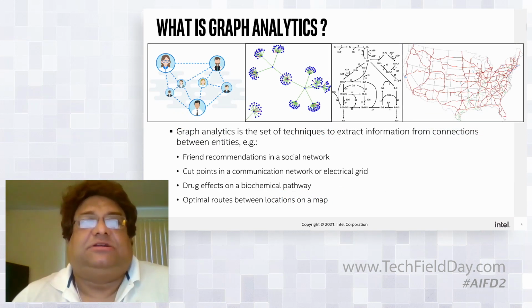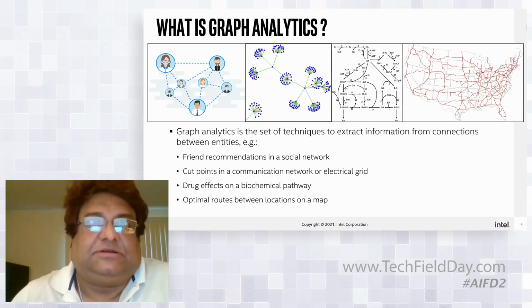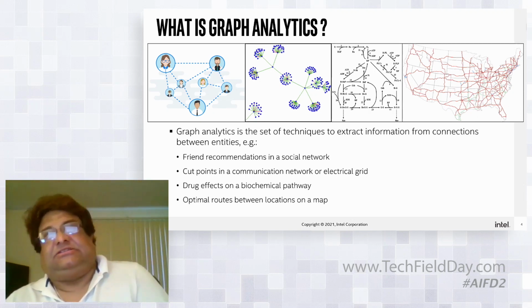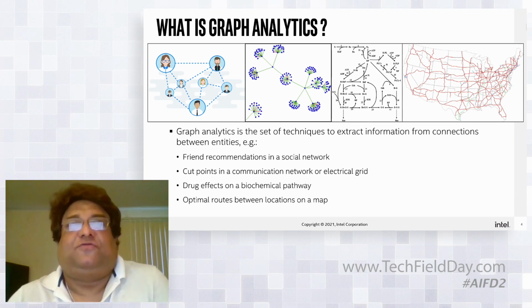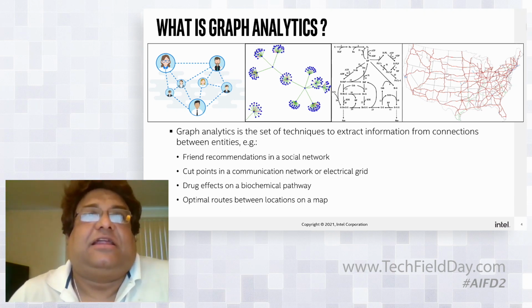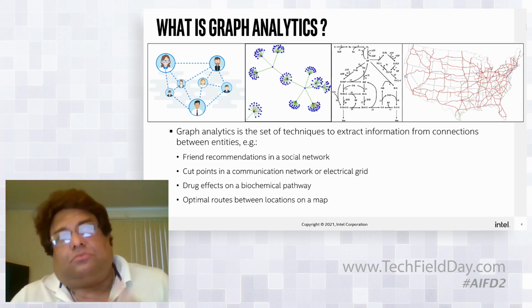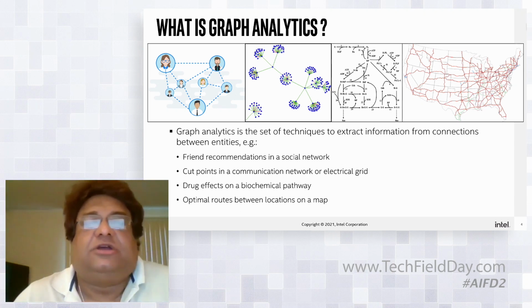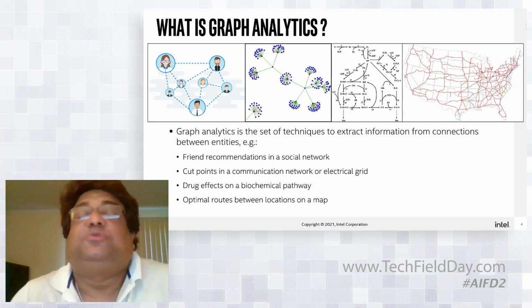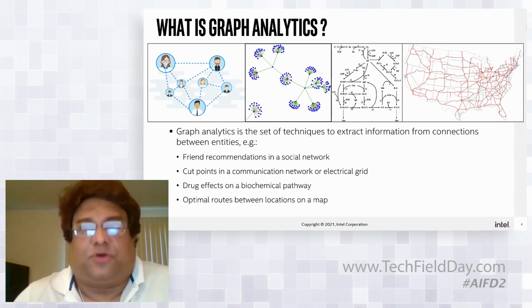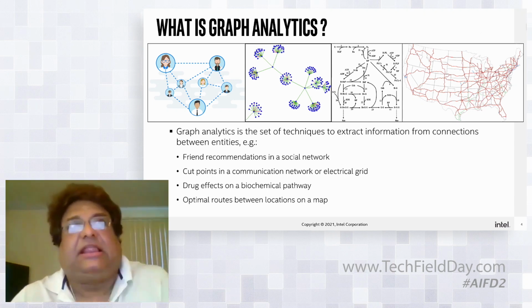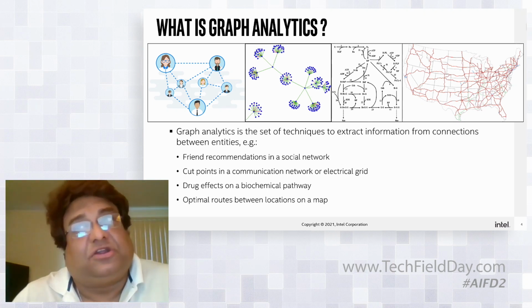So the question comes in, what is graph analytics? Graph analytics is a set of techniques to extract information from connections between entities. So what exactly does that mean? If you look at the history of computer science, one of the inflection points was the famous Bridges of Konigsberg problem, which basically led to what we know as graph theory today.